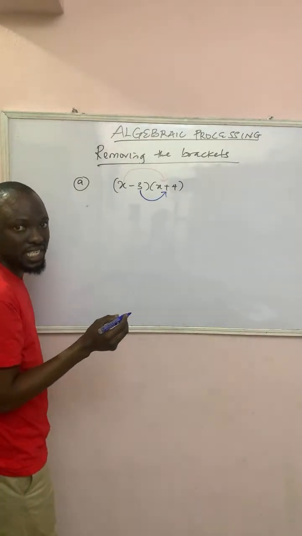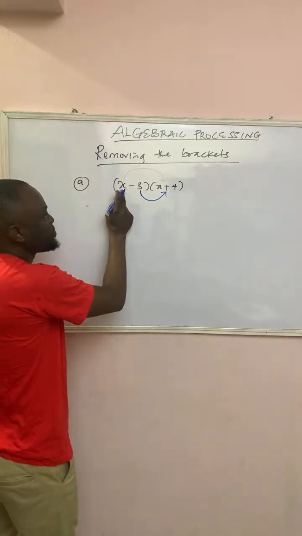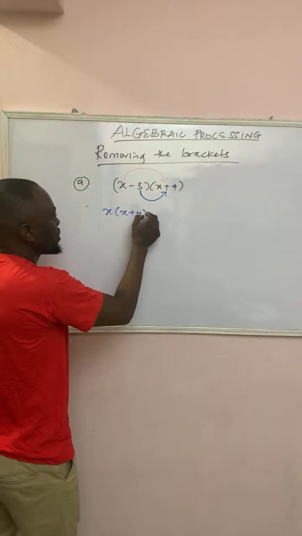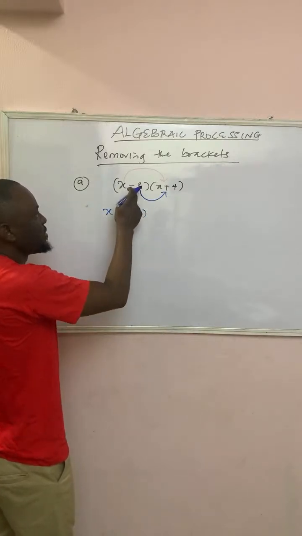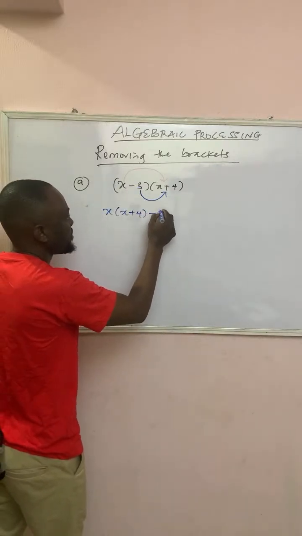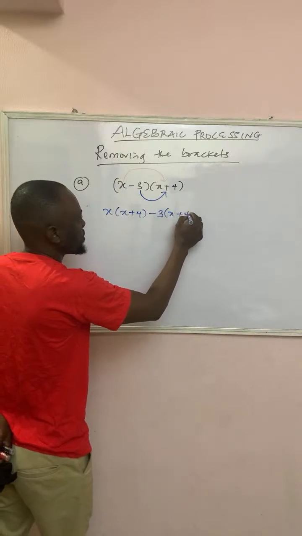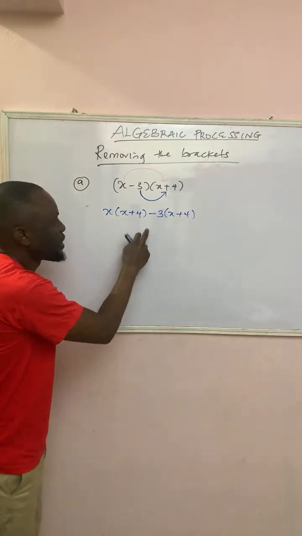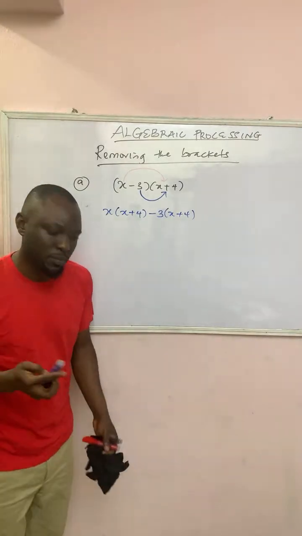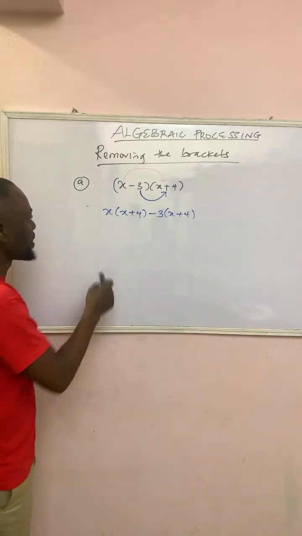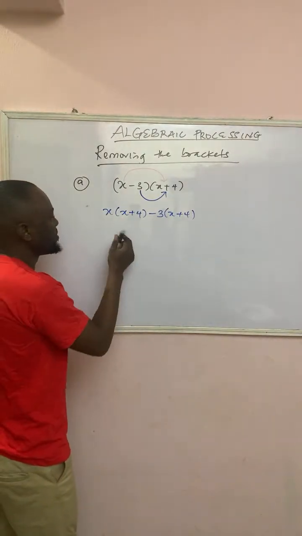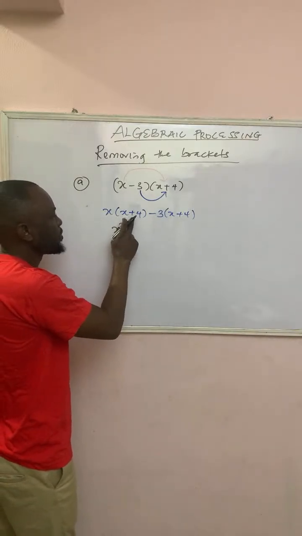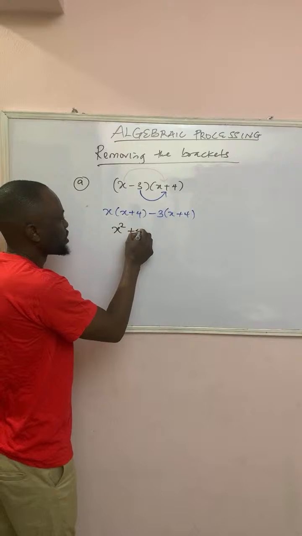I'm going to rewrite another expression. x multiplied by everything here, so I'll put it this way: x bracket x plus 4, and then I'll do the same thing, minus 3 bracket x plus 4. So that's the first step. Then the next step is that I want to remove the bracket by multiplication. So x times x will give me x to the second power. x times plus 4 will give me plus 4x.